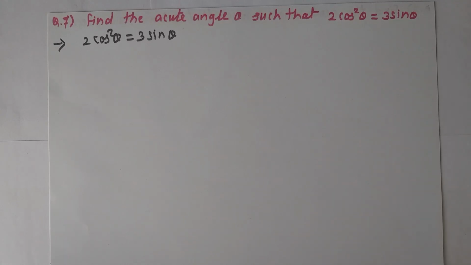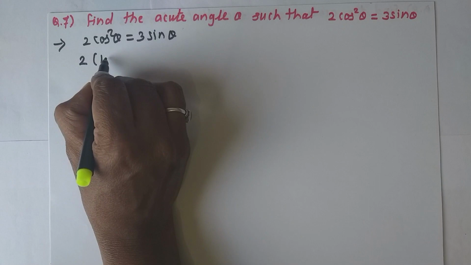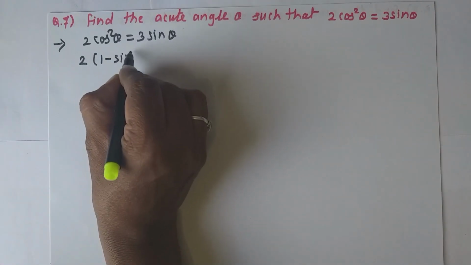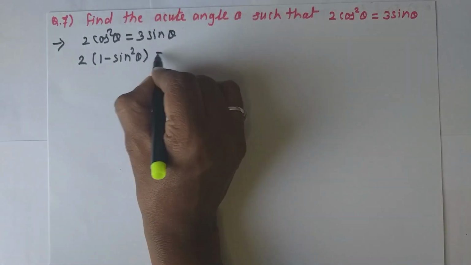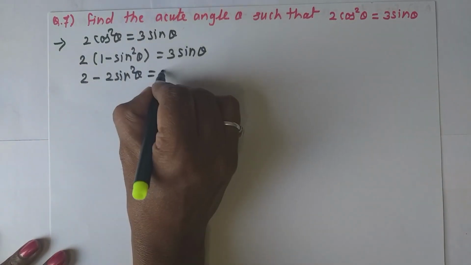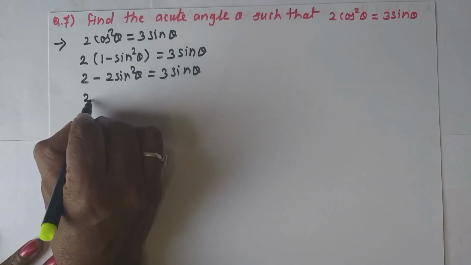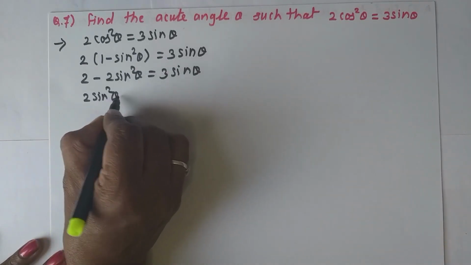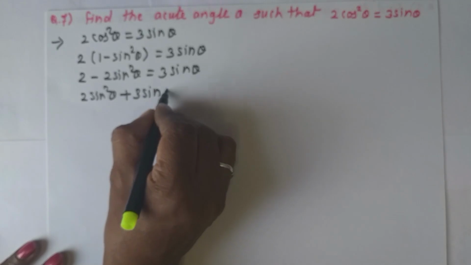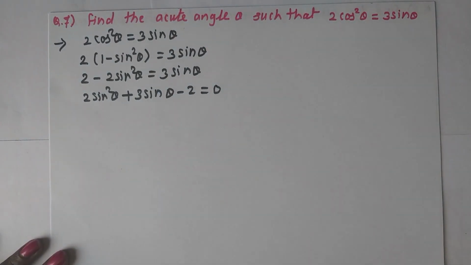Here it is easy to convert cos into sine. Instead of cos square theta, using the first property, you write down the value of cos square theta as 1 minus sin square theta. Now this will be 2 minus 2 sin square theta is equal to 3 sin theta. Now transfer all these to one side. This will be 2 sin square theta plus 3 sin theta minus 2 is equal to 0. And this is the quadratic equation in sine.